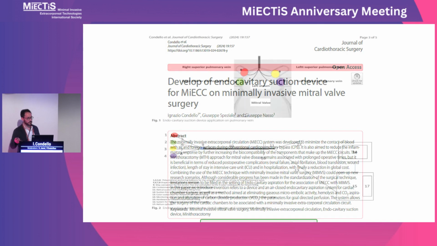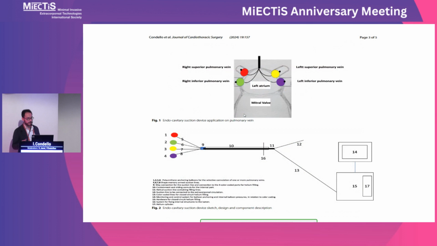The system is this one. We idealized it with my head of cardiac surgery. This approach is really simple. We use one balloon, two balloons, three balloons, or four balloons inside the pulmonary vein. It's possible to use 1, 2, 3, or 4 in relation to the visual. And the system is a composite device that has a disposable and a monitoring system.